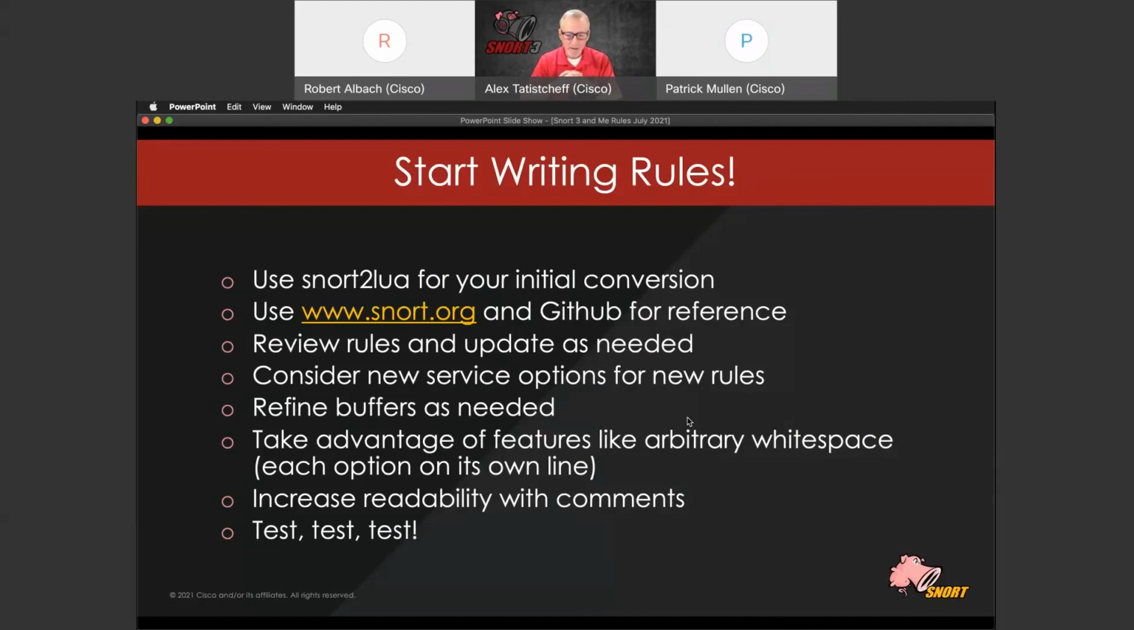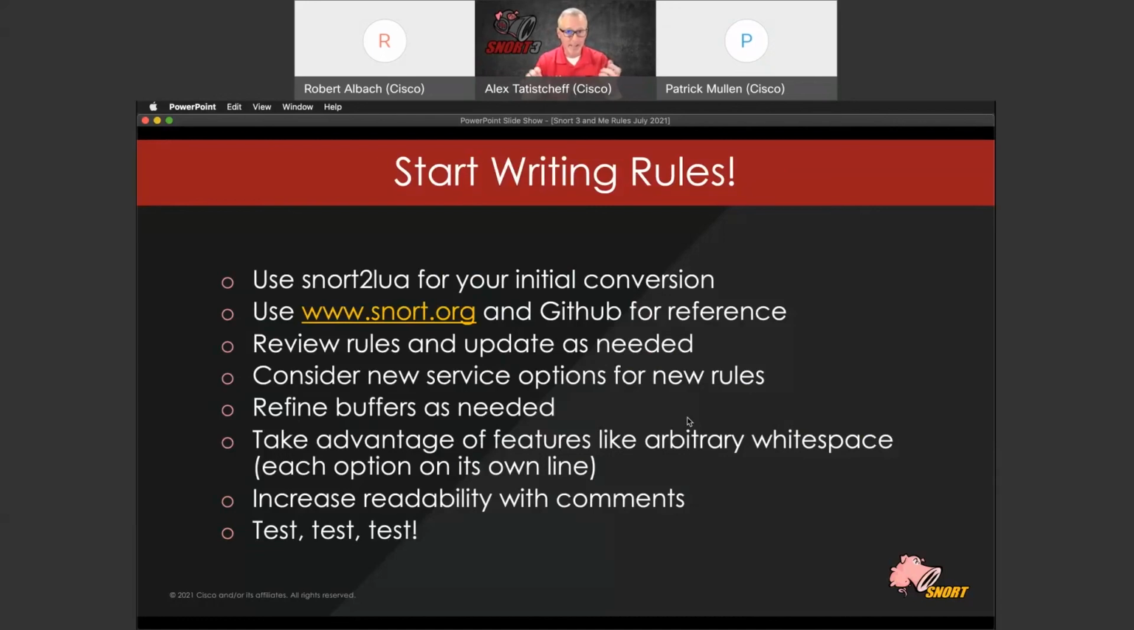So, C+. Review the rules and update as needed. Once you've done that conversion, go look through the rules and make sure they're good. Maybe make some other changes, put those character returns in there to make them easier to read. Look at those new service options for your new rules. Now you have those. Look into those. Where would you use those?